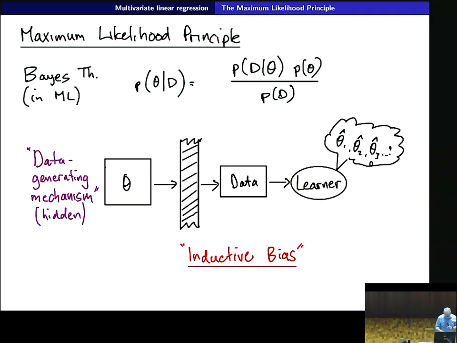And the way I think is useful to think about it is that the maximum likelihood principle is a version of a more general thing called Bayes' theorem, which is actually a very simple consequence of the definition of conditional probability. Now, Bayes' theorem in the context of machine learning, we can think of it as something like the following.